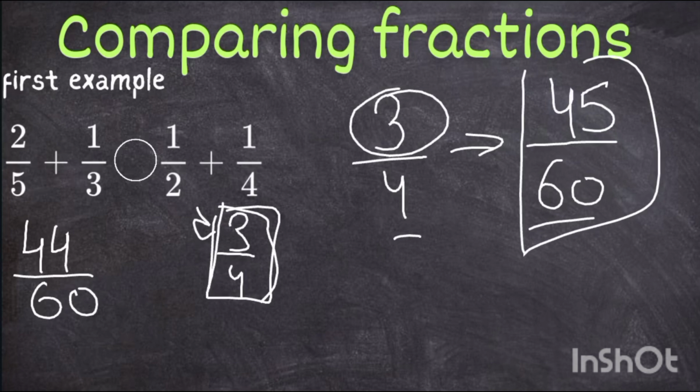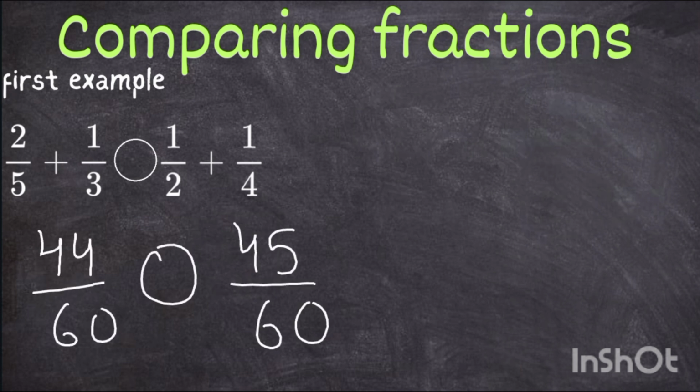So our second fraction is 45 by 60. As you can see, we have the same denominator. We are now going to compare the numerators. Between 44 and 45, 45 is greater than 44, right? So the sign is going to point to the other side.